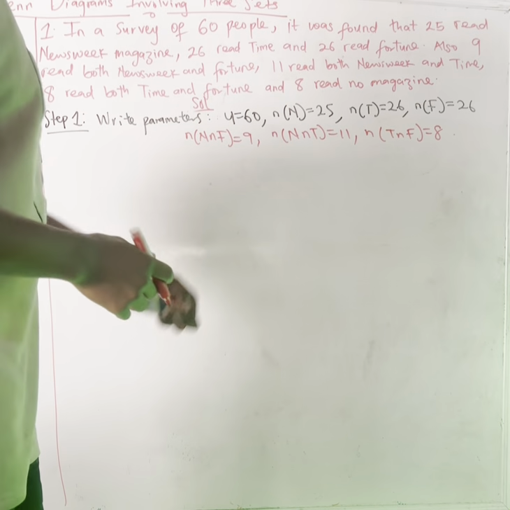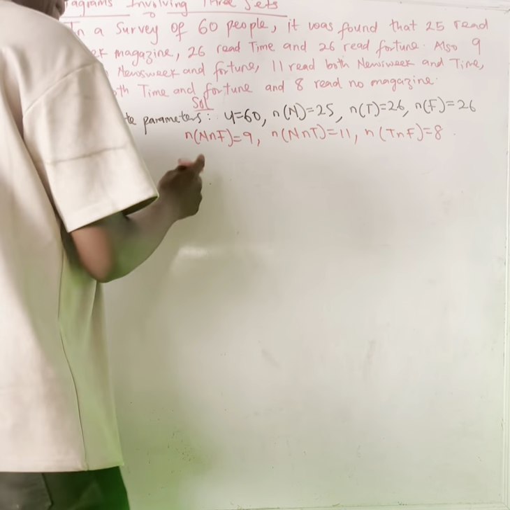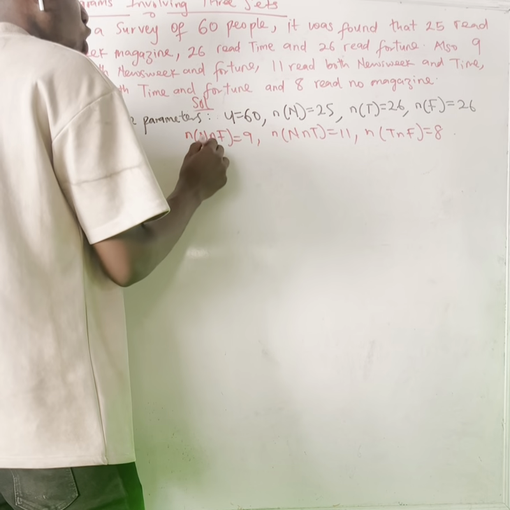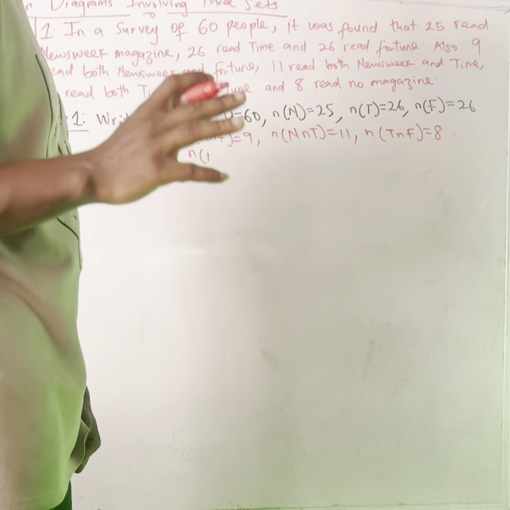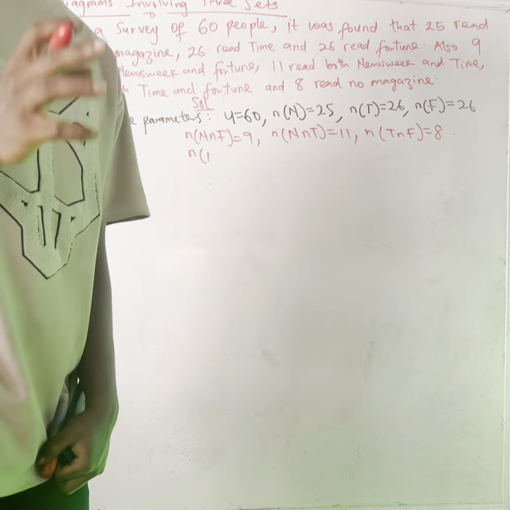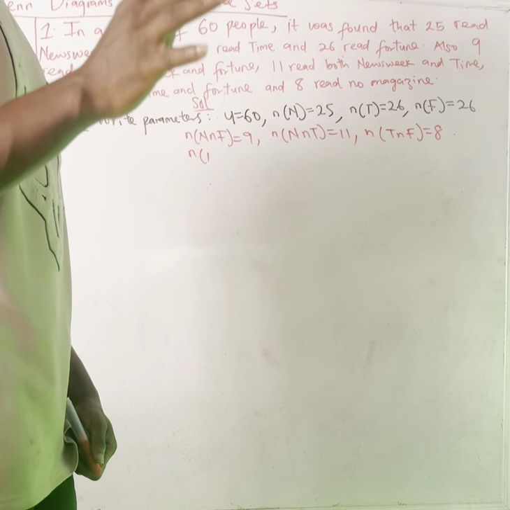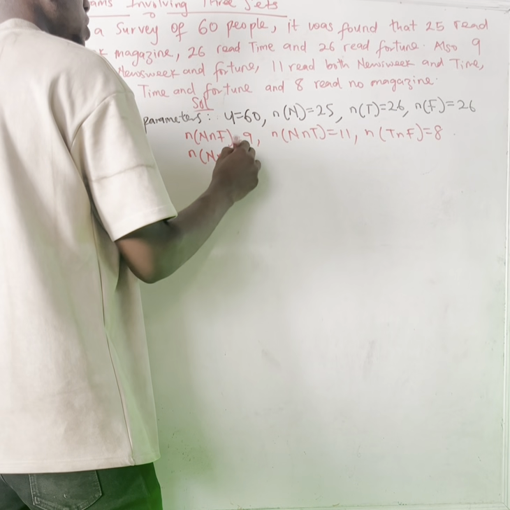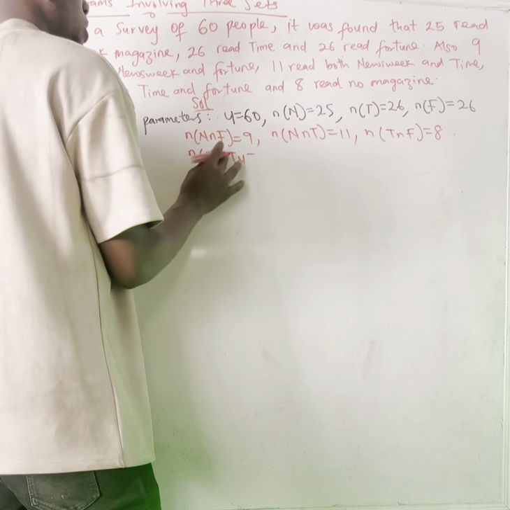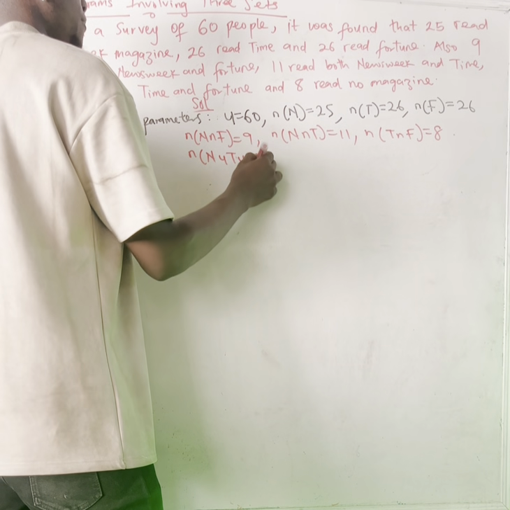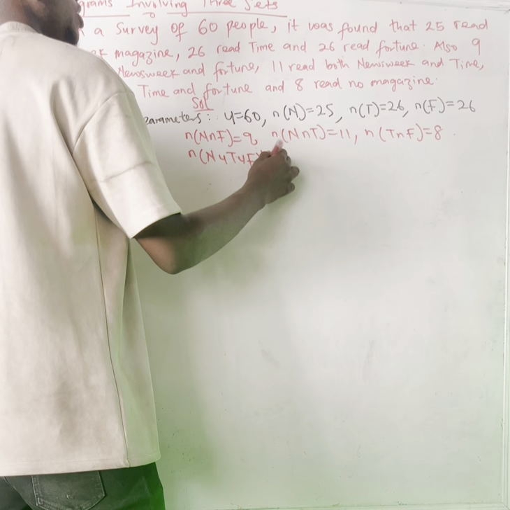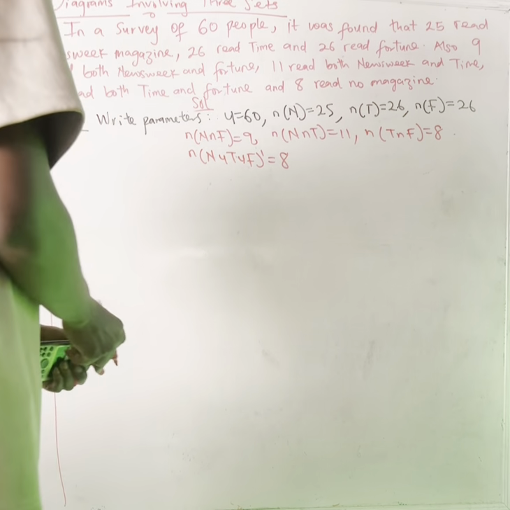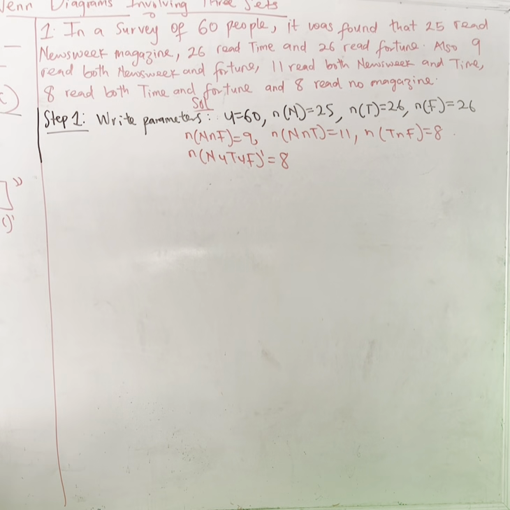And they say that 8 read no magazine at all. This no magazine at all simply means those that do none, those that do not participate at all. So that will be the complement of N union T union F, and that's equal to 8. So this 8 read no magazine, that simply means those that do not participate at all. So those are the none.